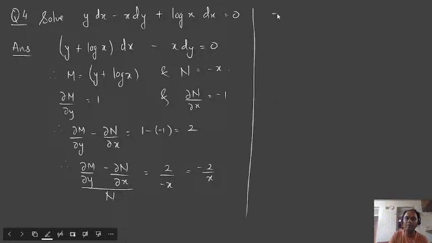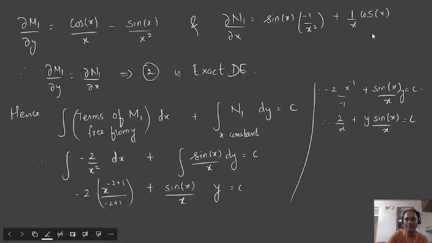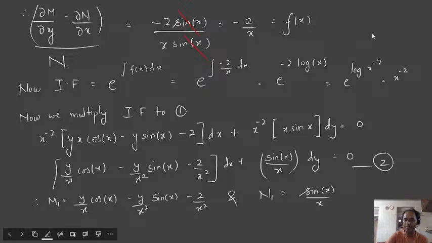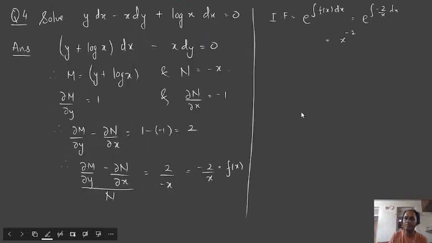And now when I go for calculation of IF, if I call this f of x, then it is e raised to integration of f of x dx, e raised to minus 2 by x dx. If I do that, I'll get here x raised to minus 2 as the answer. Just the same one that we had got here. So now when we integrate, we have got the IF over here, so we multiply this IF to equation number 1 and you get a new DE.